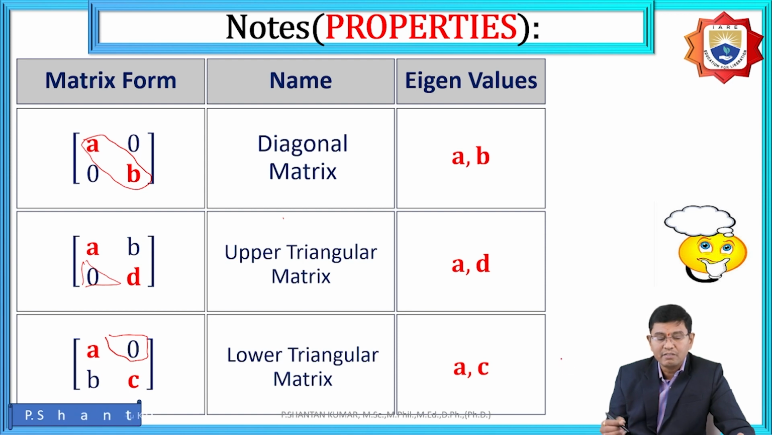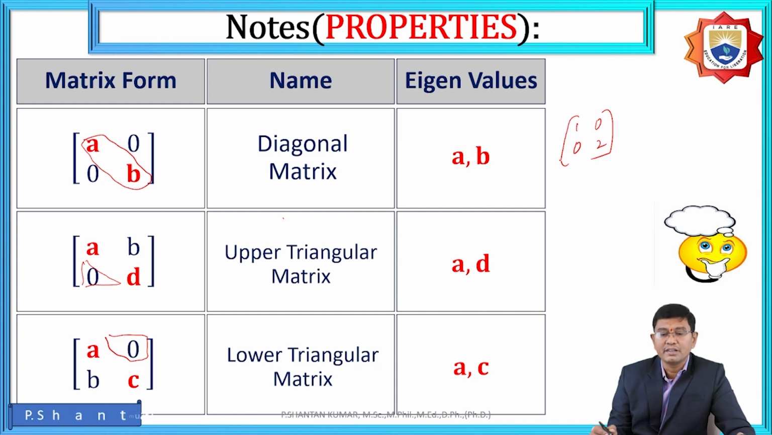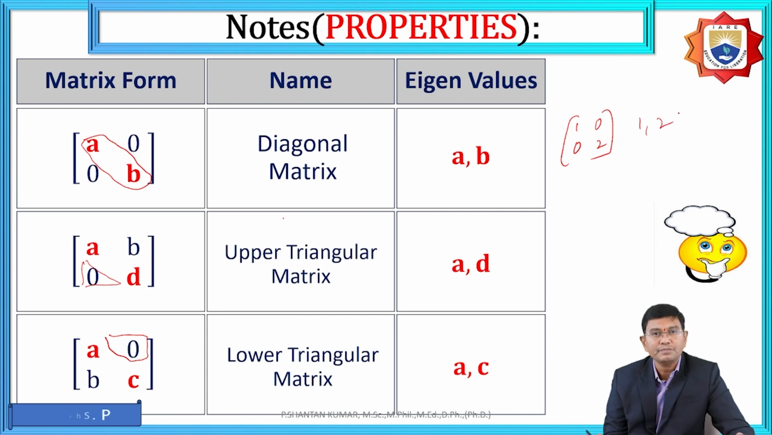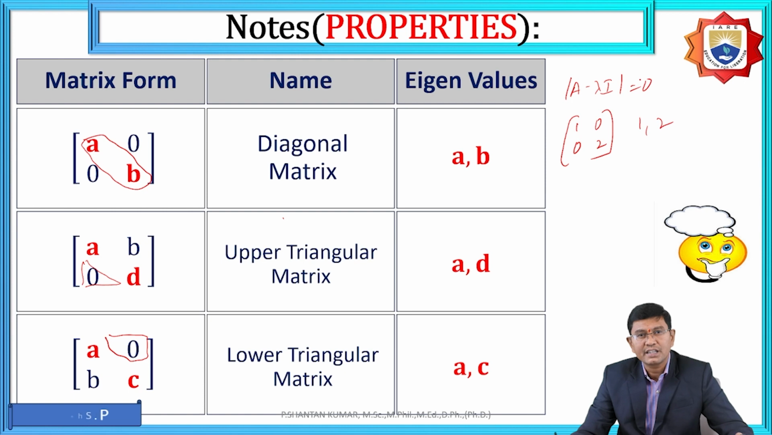Now let us take one suitable example for each. For example, the 2 by 2 matrix [1 0; 0 2] is a diagonal matrix. The eigenvalues of this matrix are 1 and 2. Even if we find them using the characteristic equation, determinant of A minus lambda I equal to 0, we obtain the eigenvalues lambda equal to 1, 2.